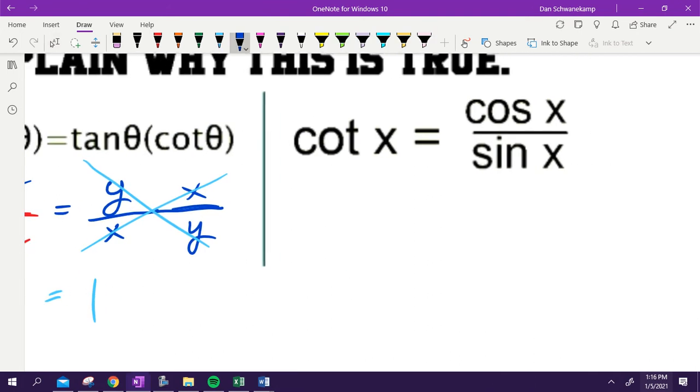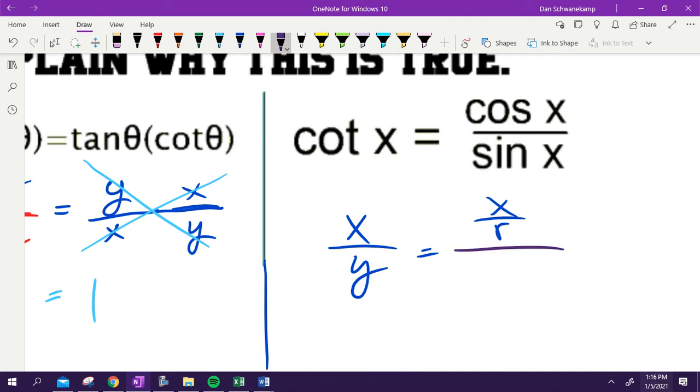Cotangent of x equals cosine of x over sine of x. Same idea. This is an important one. This is something you should know. When you think cotangent, cotangent is cosine over sine. But let's show why that's true. What does cotangent mean? x over y. And then I've got cosine, which is x over r. And I'm dividing that by sine, which is y over r.